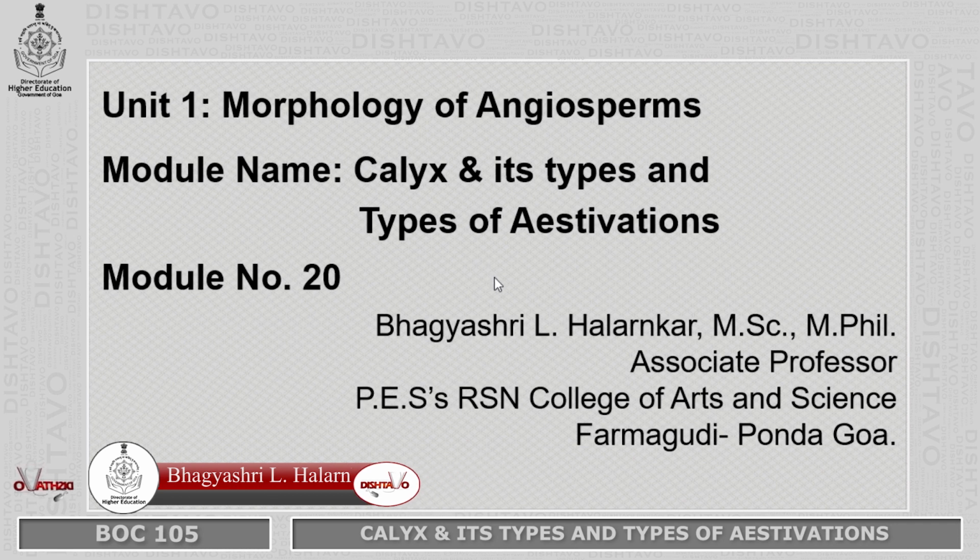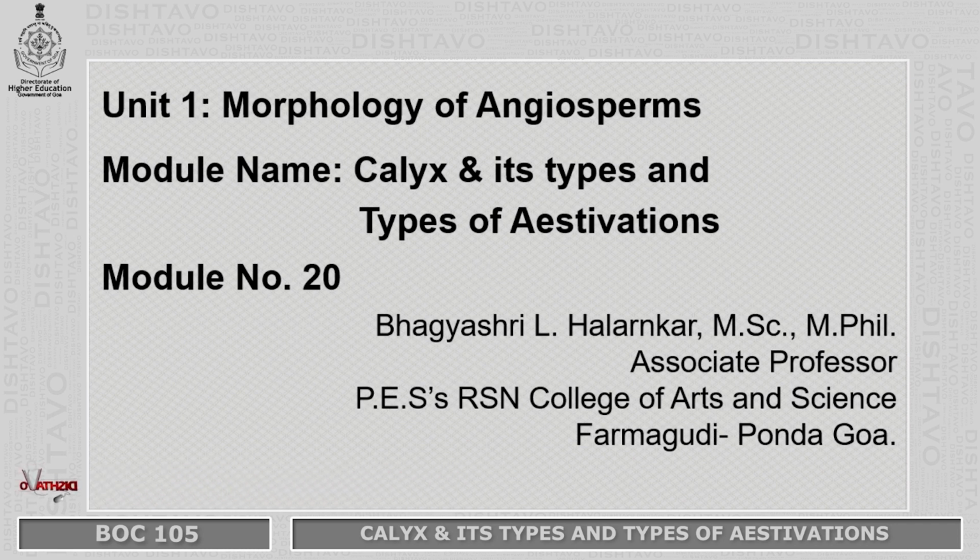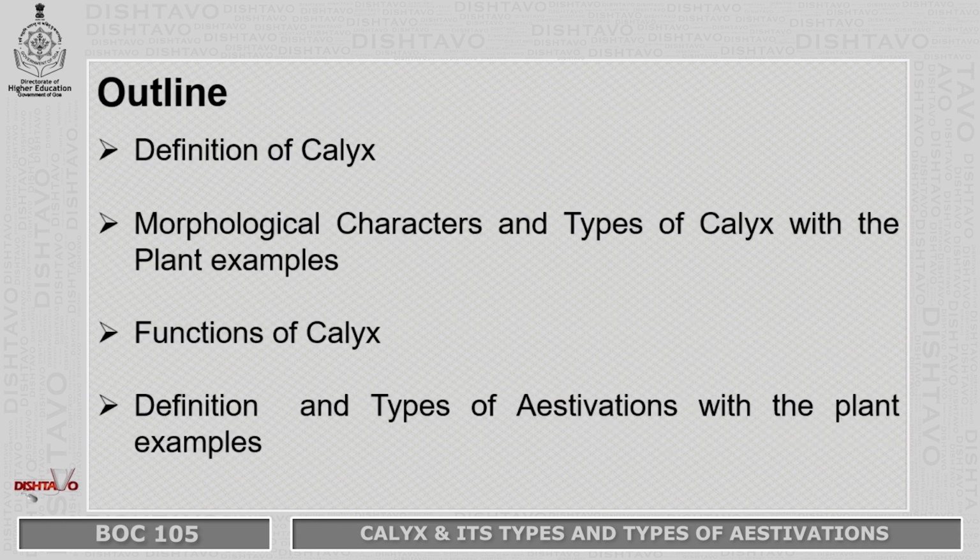You are going to learn calyx and its types and types of estivation in module number 20. This module is from unit 1, Morphology of Angiosperms. The outline of the module is definition of calyx, morphological characters and types of calyx with plant examples, functions of calyx, definition and types of estivation with plant examples.